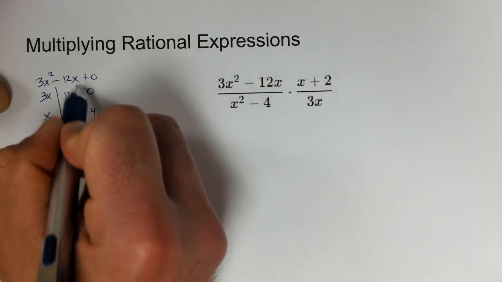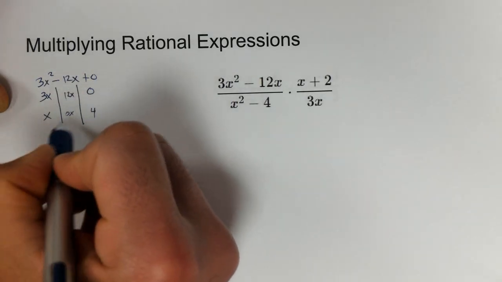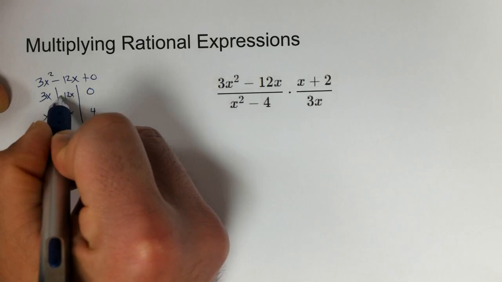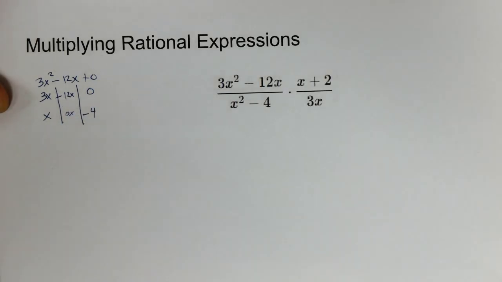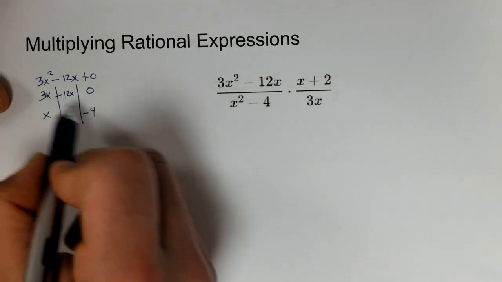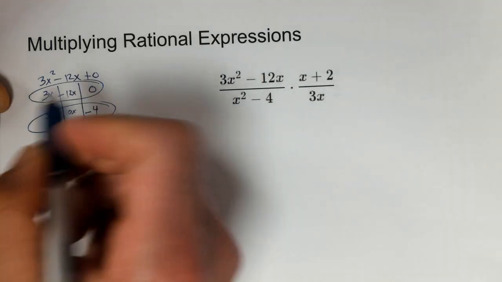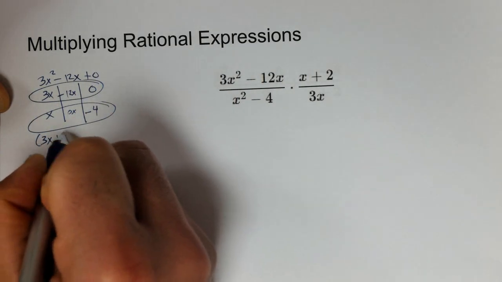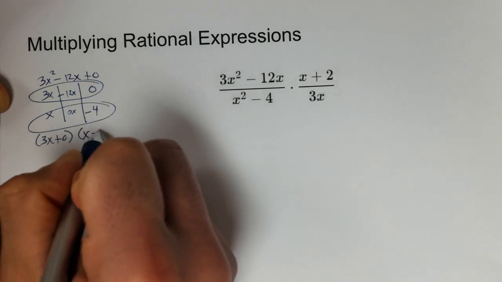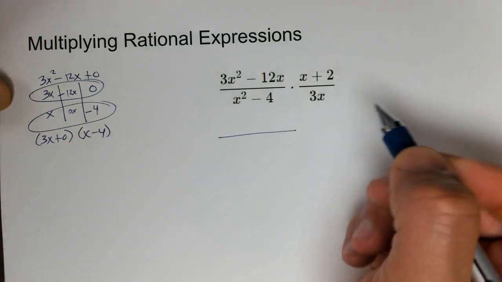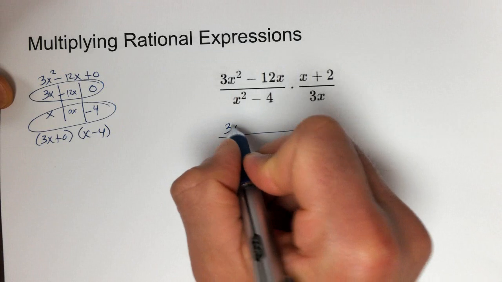How do I make this one a negative 12? Well, for this to be negative, I need to make that negative. Right? 3 times negative 4 gives me negative 12. So what are my factors? 3x plus 0 and x minus 4. Now when I rewrite this, I'm not going to put the 0, I'm just going to put the 3x.